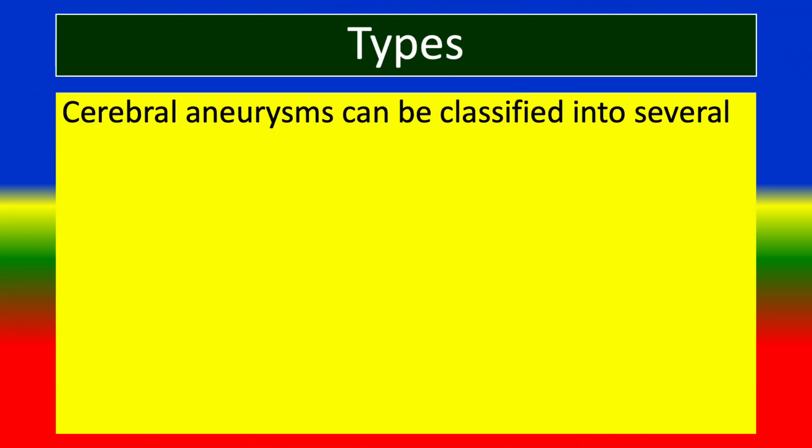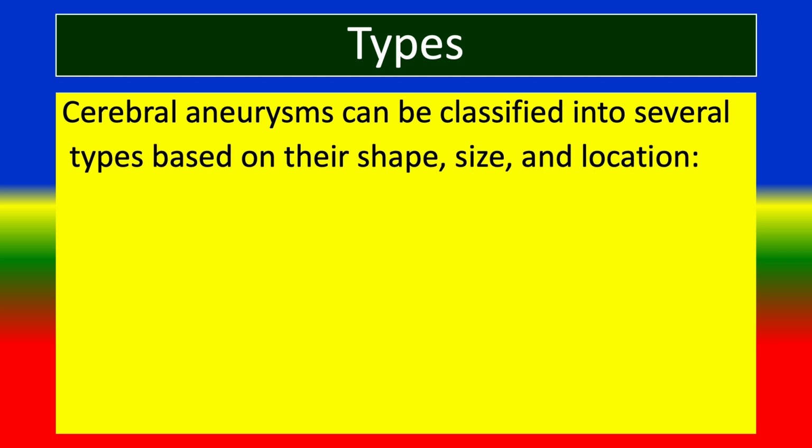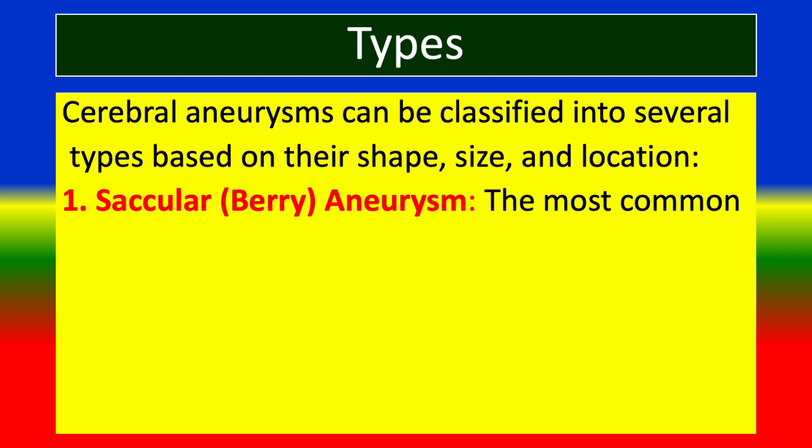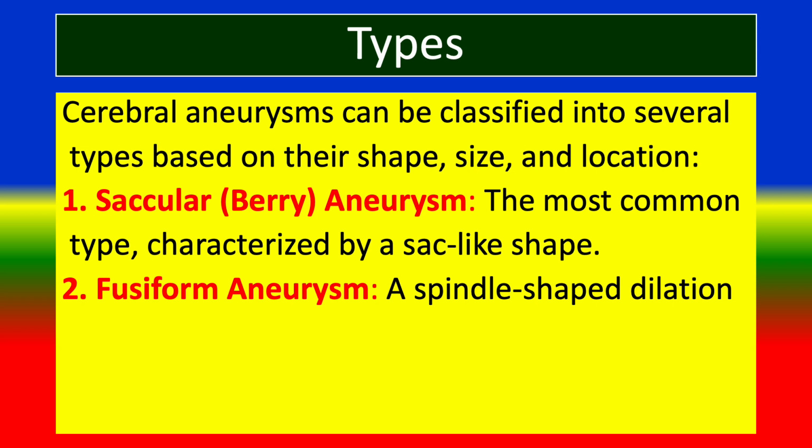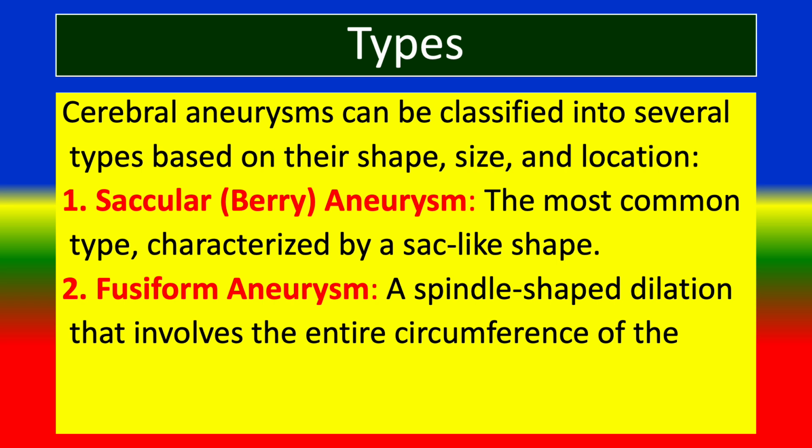Types. Cerebral aneurysm can be classified into several types based on their shape, size, and location. 1. Saccular berry aneurysm. The most common type, characterized by a sac-like shape. 2. Fusiform aneurysm. A spindle-shaped dilatation that involves the entire circumference of the vessel.